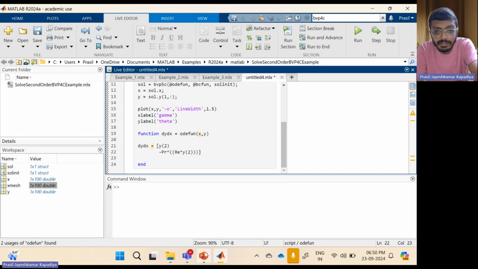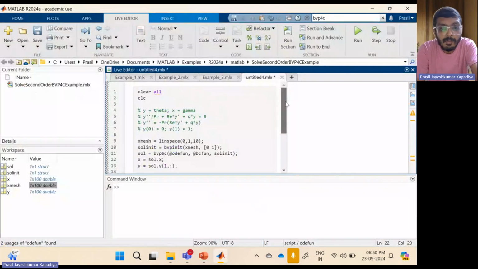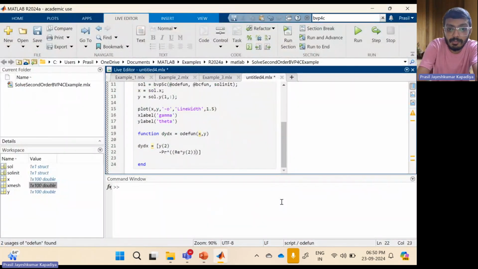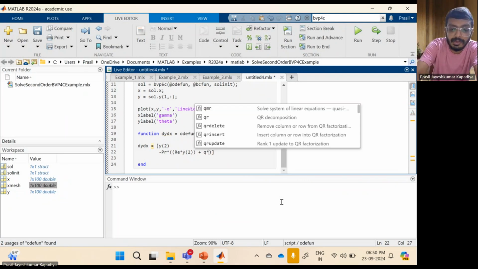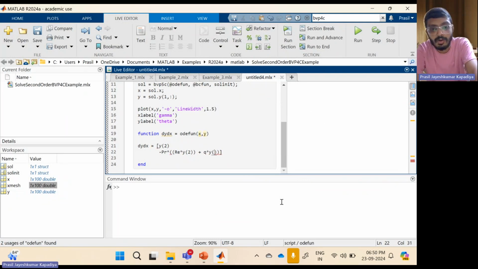Yeah. Then what is next? 2 plus q into y plus q into y of 1. Okay, so this is my equation. But now here we need to define all these things.